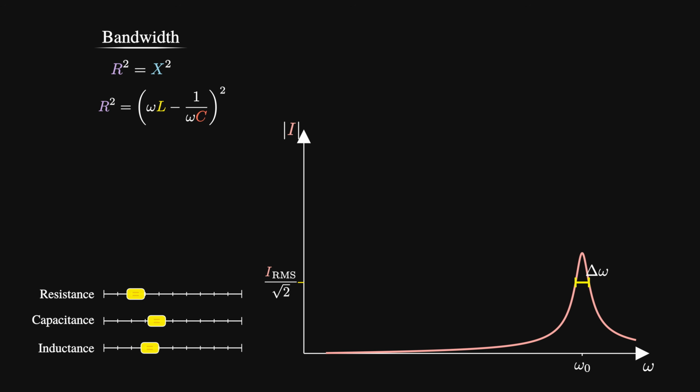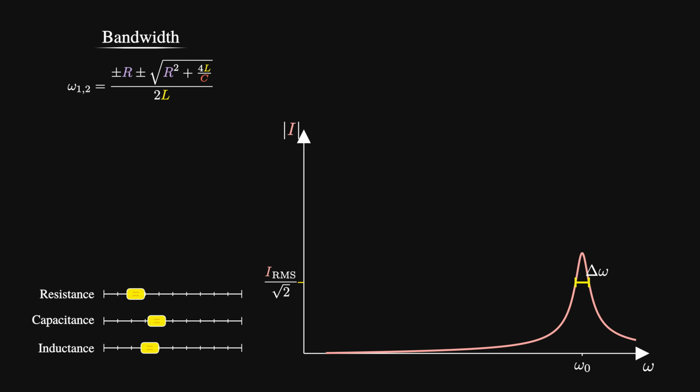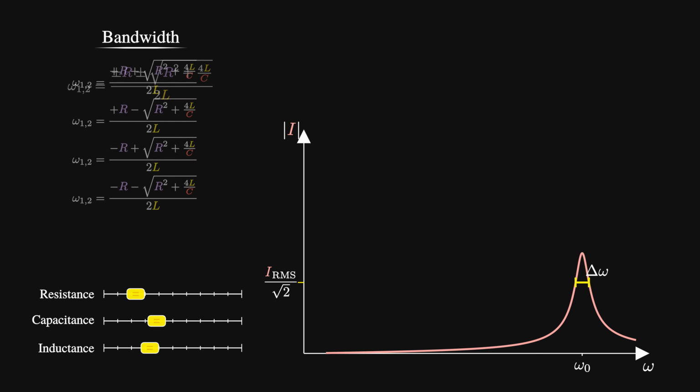If we square root both sides, we get plus or minus R equals omega L take 1 over omega C. Multiplying by omega, we get this neat quadratic where 0 equals omega squared L minus or plus R times omega minus 1 over C. To find our frequencies, we can write out the quadratic equation like so. You'll notice that we now have 2 plus or minus parts. This means that there are actually 4 solutions to this, which we can write out like so.